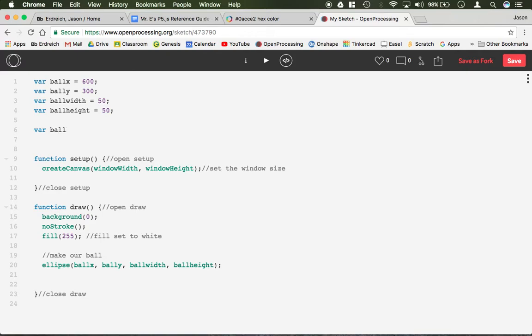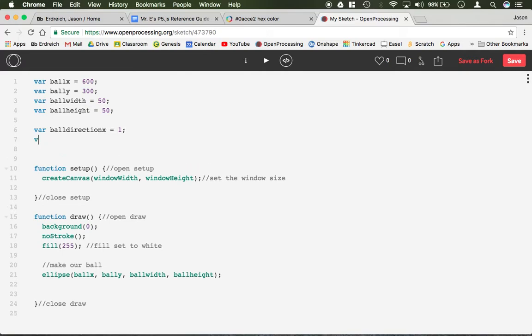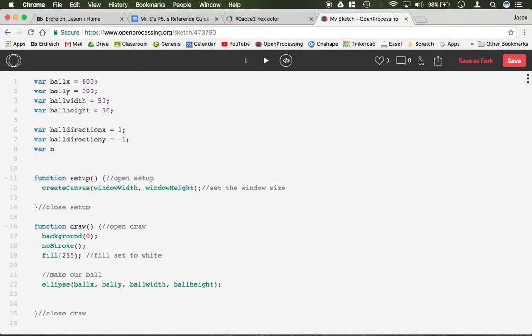So we can say ballDirectionX equals 1, ballDirectionY equals negative 1. If you only want the ball to be able to bounce in one direction, technically you do not need both of these, but if you want it to be able to bounce all the way around the screen, you would need x and y. And it doesn't actually matter which one's 1 or negative 1. You just want them to be opposite from one another. That would just determine the initial direction the ball is traveling. And then lastly, we need ballSpeed. ballSpeed equals 1. We'll just set everything equal to 1 or negative 1 for now.